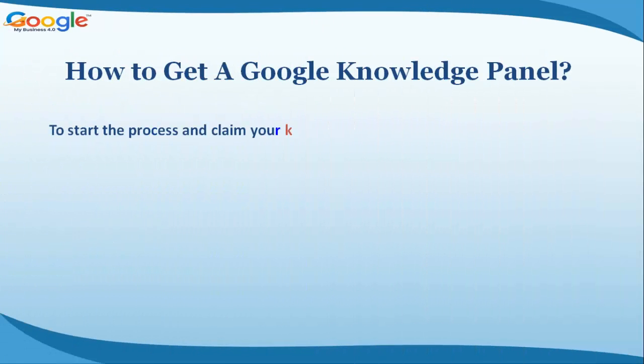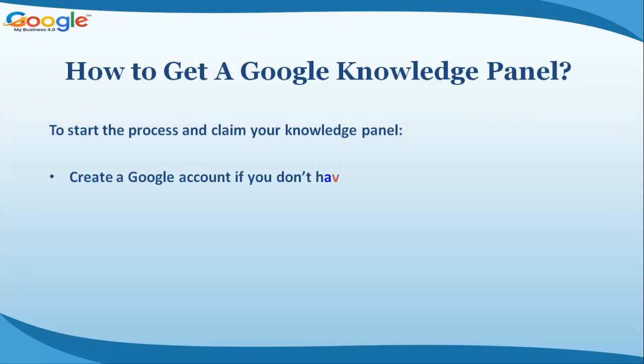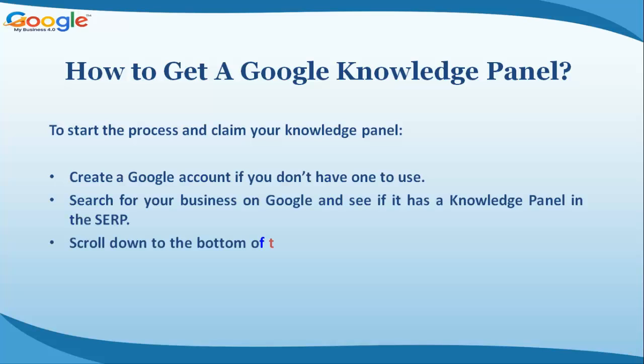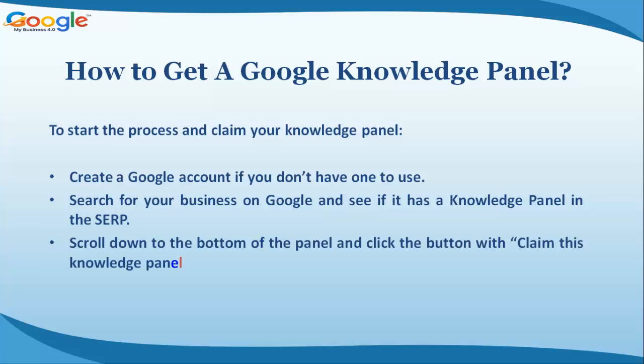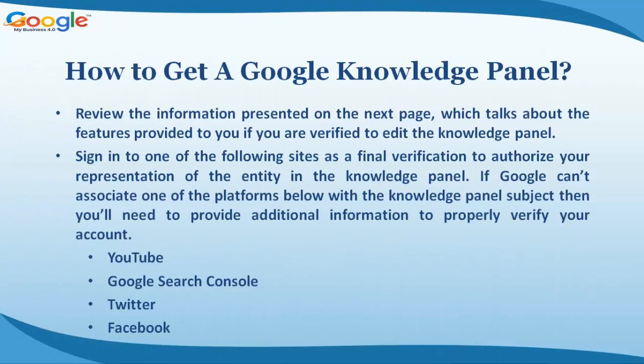To start the process and claim your knowledge panel, create a Google account if you don't have one to use. Search for your business on Google and see if it has a knowledge panel in the SERP. Scroll down to the bottom of the panel and click the button with Claim This Knowledge Panel written on it. Review the information presented on the next page, which talks about the features provided to you if you are verified to edit the knowledge panel.